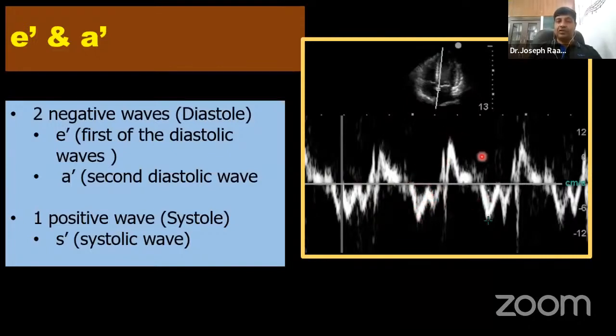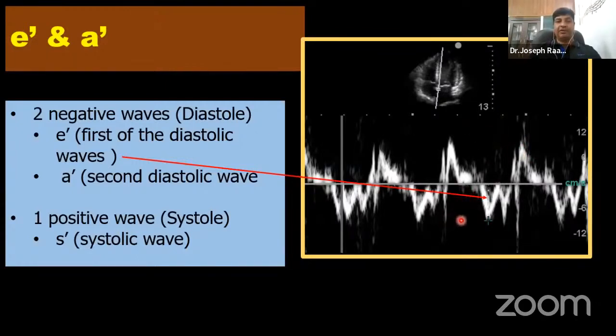Here you will see so many waves, but the wave that is very important for us is the negative wave, and that too the first wave, that is E dash. In the last slide, the inflow pattern, the waves were coming in the positive direction, and the first wave is E, the second one is A. We were analyzing the ratio between those two.